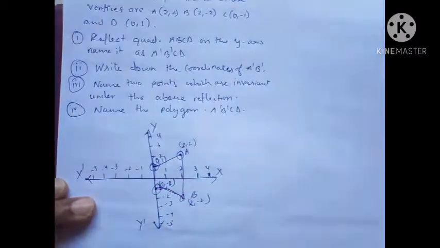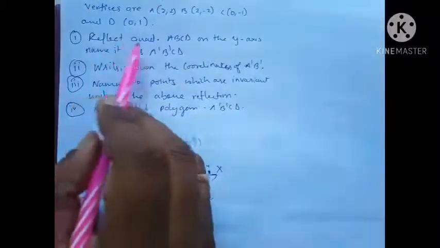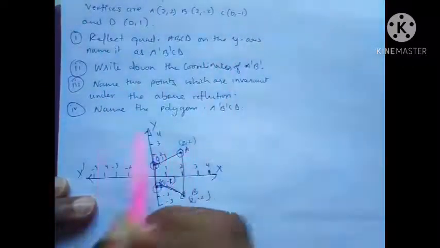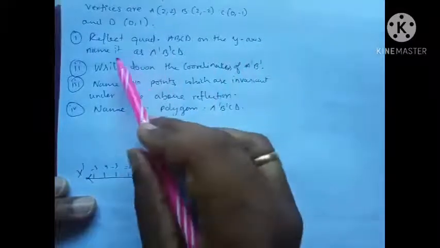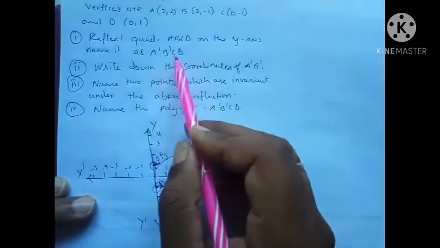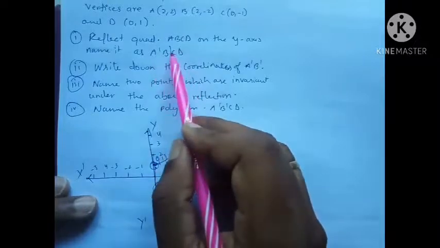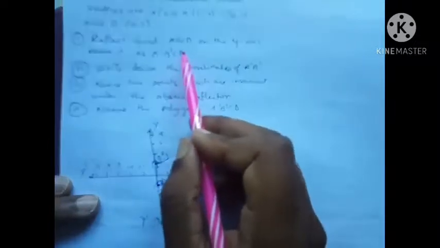Okay, now we'll go to the first part. Reflect quadrilateral ABCD on the y-axis. I have to reflect on the y-axis, and name it as A dash, B dash, C and D. It means C and D I don't have to change. I have to only reflect A dash and B dash. If we see carefully, C dash and D dash are not there.